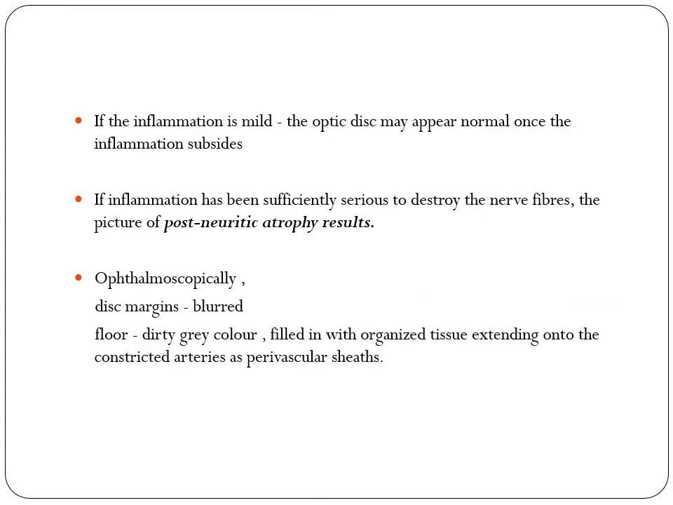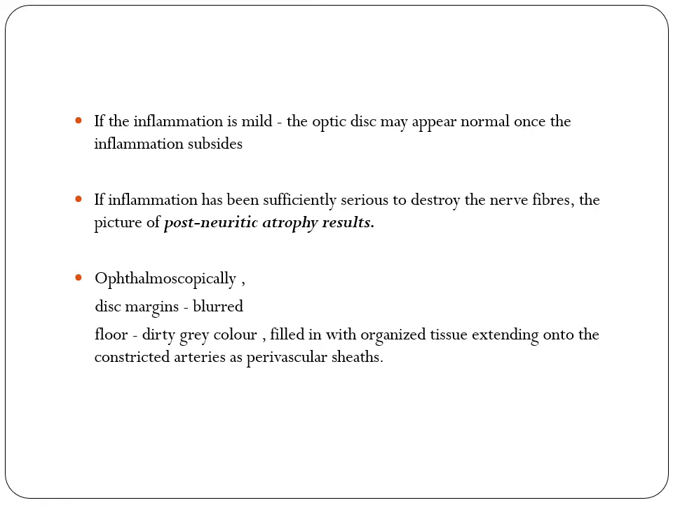If the inflammation is mild, the optic disc may appear normal. If inflammation has become serious, it will lead to post-neuritic optic atrophy. So ophthalmoscopically, how does post-neuritic atrophy look? In atrophy, because of post-neuritic or post-papilledema cause, margins will be blurred. That is in contrast to primary optic atrophy, where margins will be sharp. The floor of the disc, where it has gone into post-neuritic atrophy, will show dirty grey color.